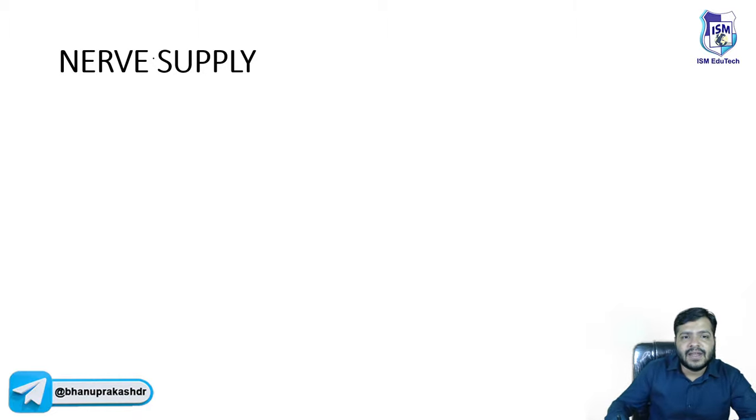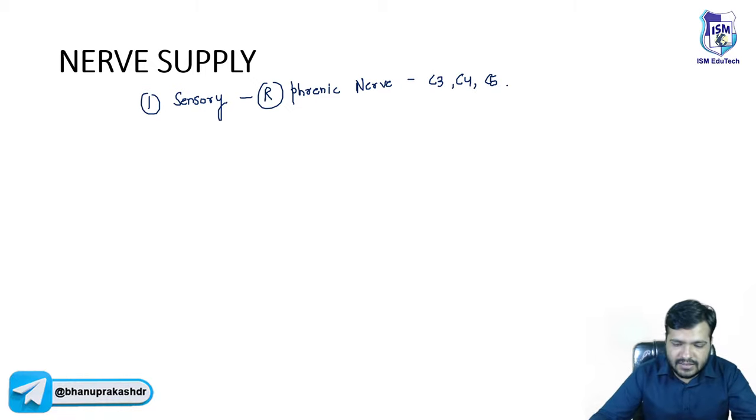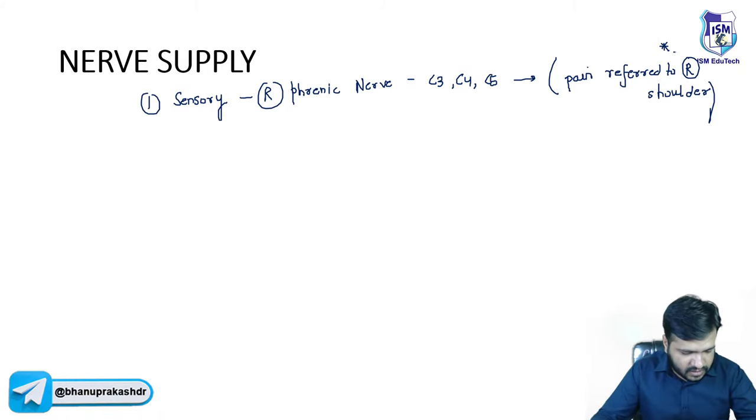We have three nerve supplies that you have to remember. The first one is the sensory nerve supply to the gallbladder. Remember, it is the right phrenic nerve, C3, C4, C5. And remember, this pain can be referred to the right shoulder. This is another clinical indication that you have to know. The pain is referred to the right shoulder.